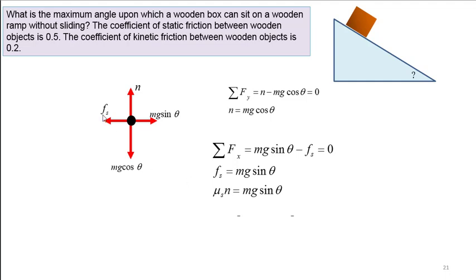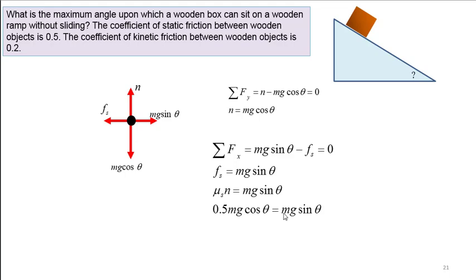Let's plug in for mu sub s because I do know what that value is. And let's plug in for N. So I have 0.5 is my value for mu sub s, my coefficient of static friction. And my normal force that I found up here is mg cosine theta. So a couple things happen here that's interesting. First of all, the mass cancels out. That means that it doesn't matter what the mass of this object is. The maximum angle that this can sit at is independent of what the mass of the object is. It only depends on the coefficient of friction.